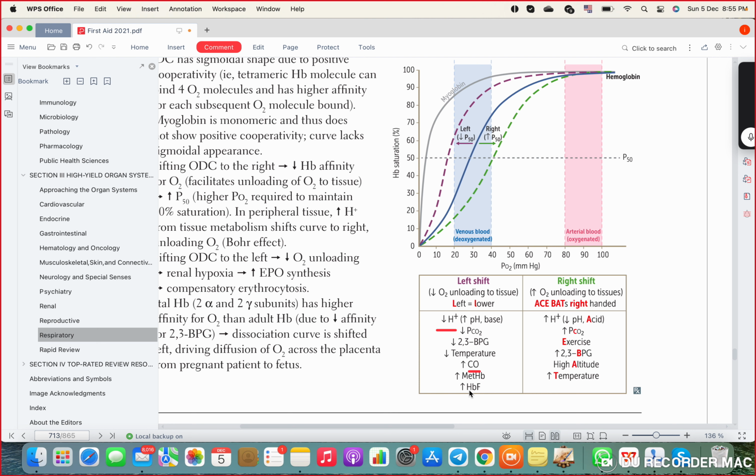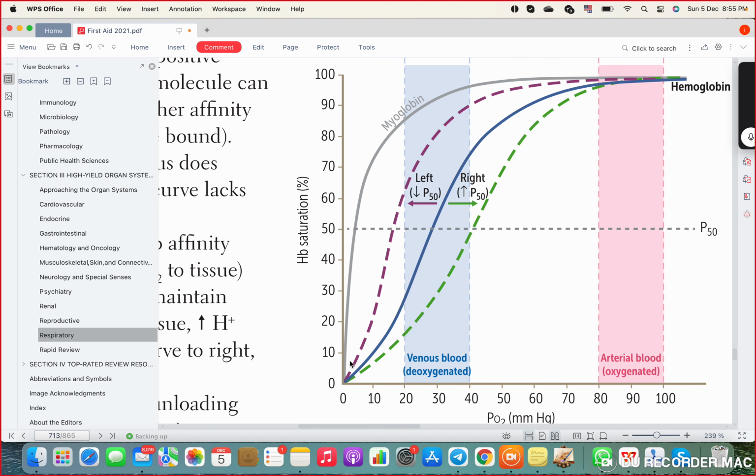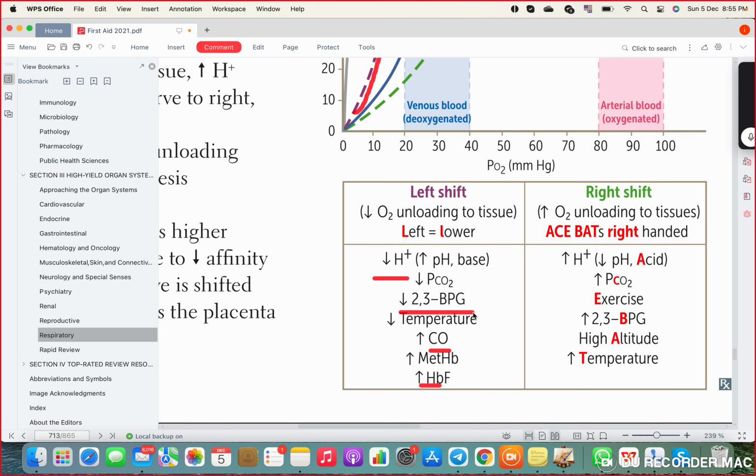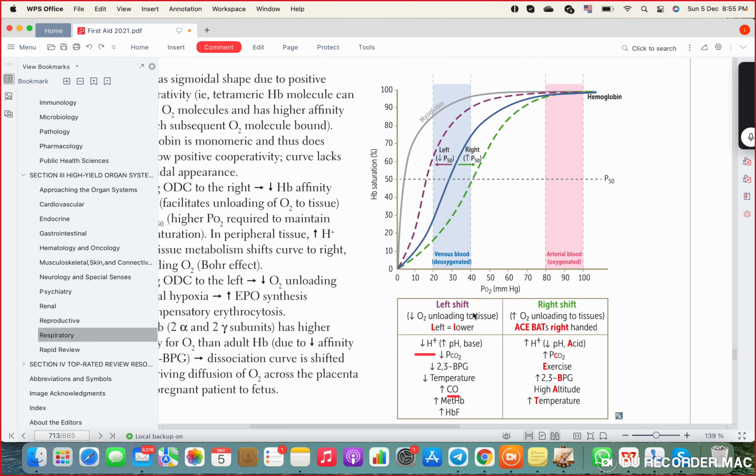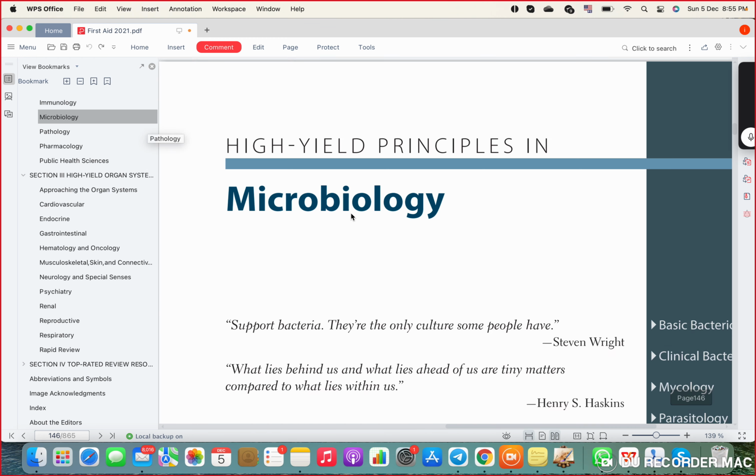If they want to trick you between carbon monoxide and hemoglobin F, be careful. The carbon monoxide curve is like this. Fetal hemoglobin, however, is exactly like decreased 2,3 BPG. Make sense? So carbon monoxide becomes like a partial agonist curve, doc. Exactly, it was halfway. Good.